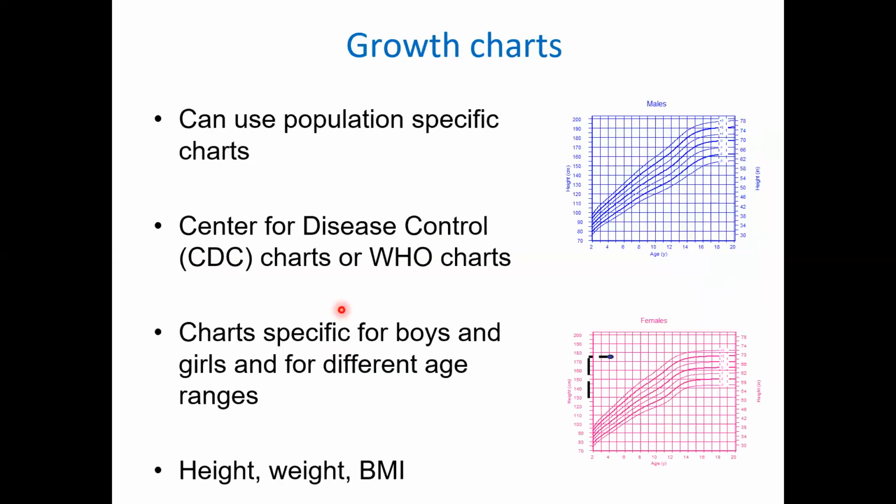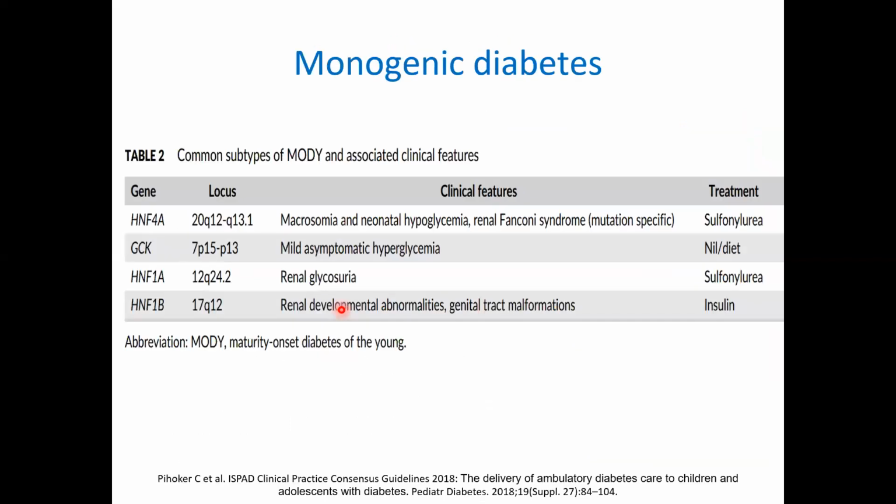So we've said that you need to plot the measurements on a growth chart. You can use any growth chart that's available to you. So we recommend either CDC growth charts or the WHO growth charts. And remember that we have charts specific for boys and charts specific for girls and for different ages. And we have growth charts for height, for weight, and for BMI as well.